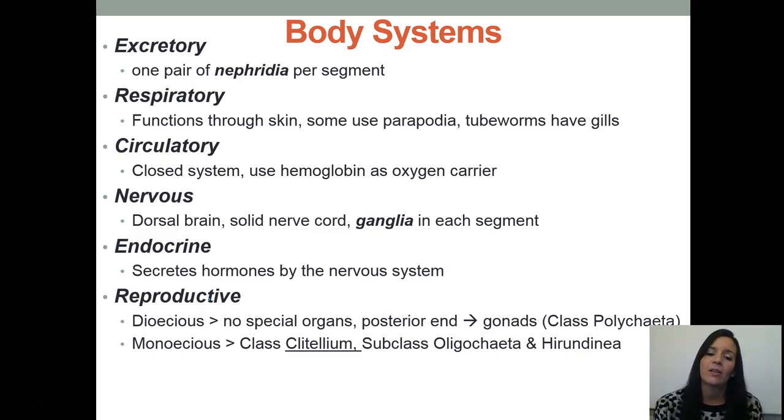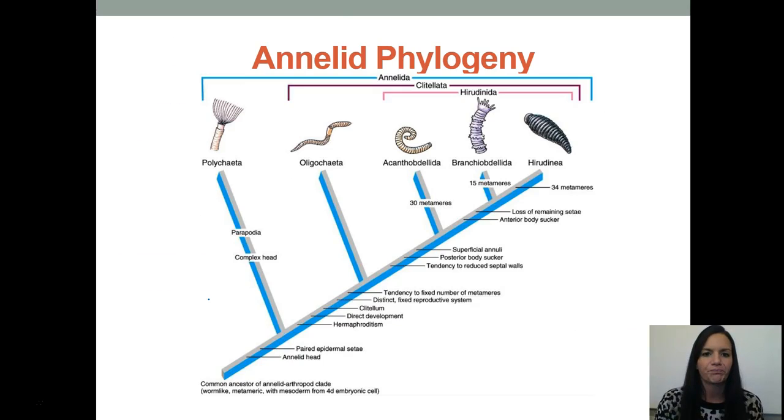And then their nervous system, they do have a dorsal brain and a solid nerve cord. They also have ganglia that are in each segment. The endocrine system has hormones, and reproductive, it depends on the type of worm, so they can either be dioecious or monoecious depending on their class.